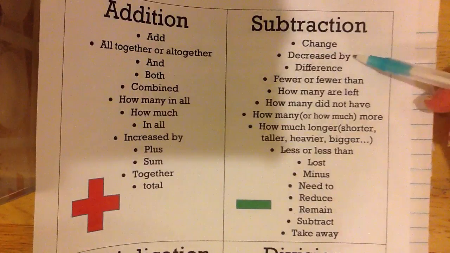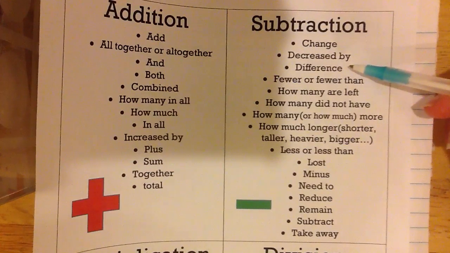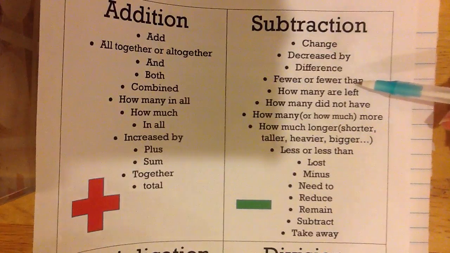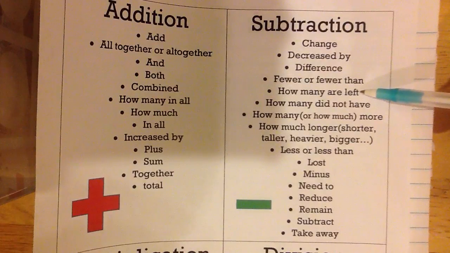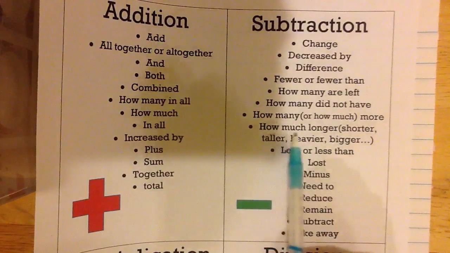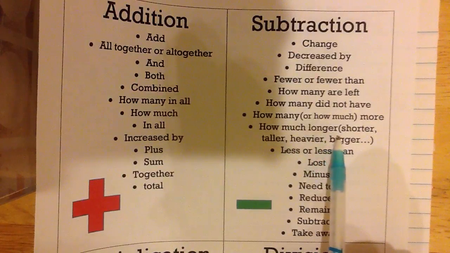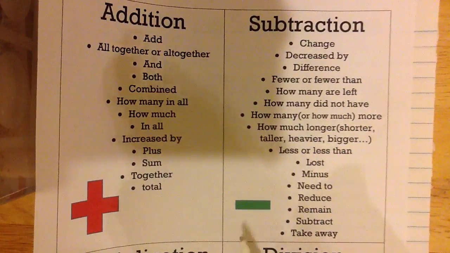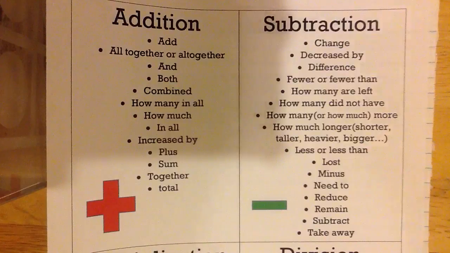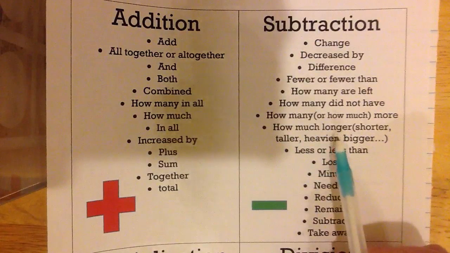Let's look at my key action words for subtraction. So if something is decreasing, there's a difference. I could use that. How many are left over? I could think of a problem where I start with a total and I use something and I'm asking what's left over. I could talk about how much longer is one thing than another. I could talk about taking something away. I'm going to choose this one, how much longer.